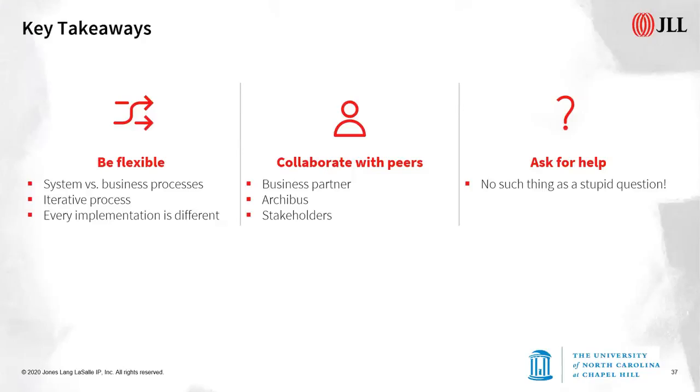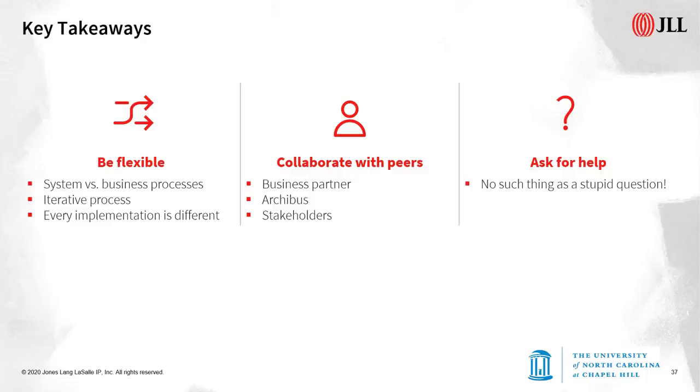Okay, so what are our key takeaways? To be flexible. We set up a system process to align with our business process, only to realize we hadn't caught all the pieces. So be flexible and be ready to incorporate more processes to cover it all. Every step of the way, it's an iterative process. We backed up, we started over, we backed up again, started over. It's all part of the process. And every implementation is different. We heard this from JLL. We all have different versions of ArcGIS Server and Archibus, and different firewalls and security rules to contend with.